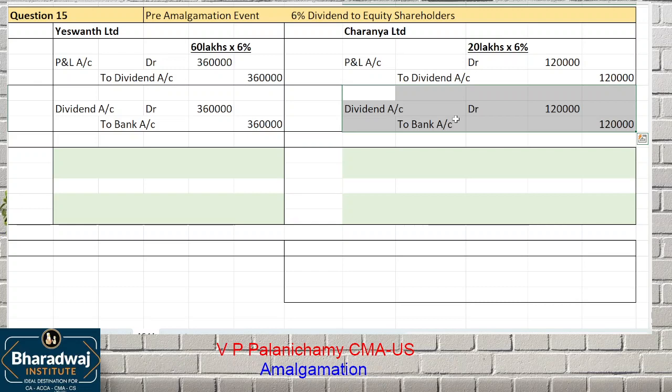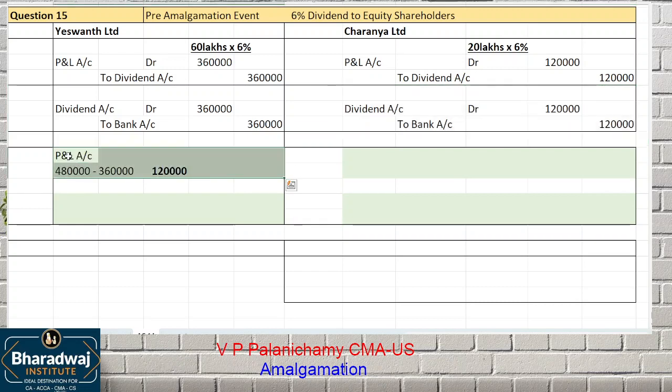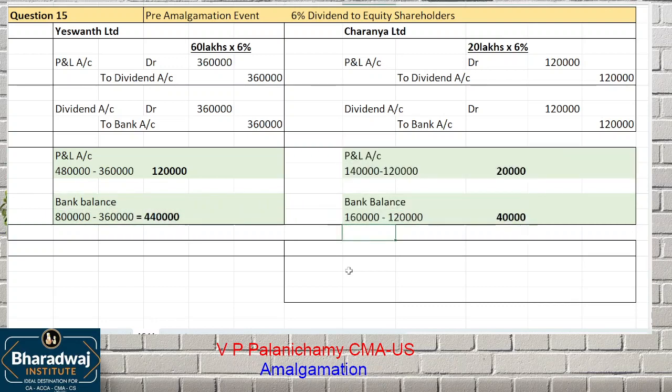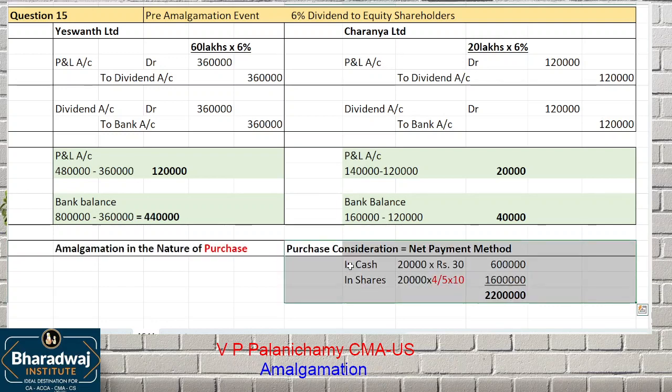Please remember this event happens before amalgamation. The impact will be in the P&L account. P&L account 4,80,000 minus 3,60,000 is 1,20,000, and the cash balance will also change. The other company's P&L account and cash balance will also change. Then the amalgamation is in the nature of purchase. Consideration is cash 30 rupees, and in shares 4 shares for every 5 shares held, at 10 rupees.